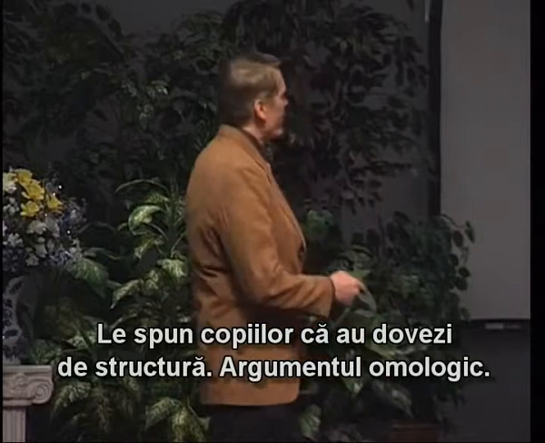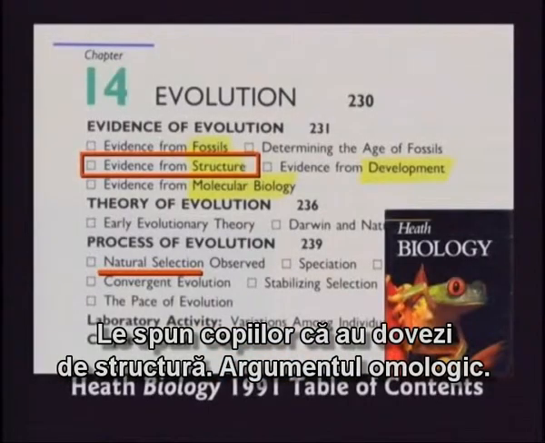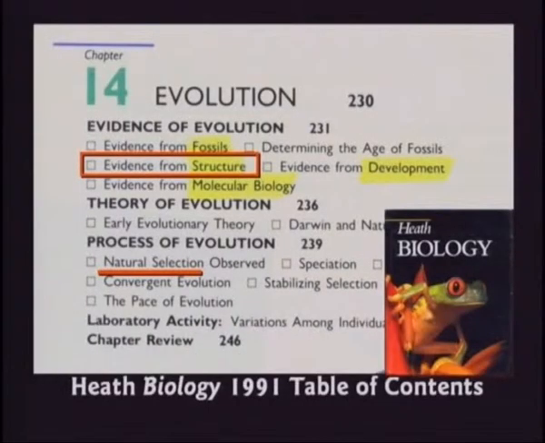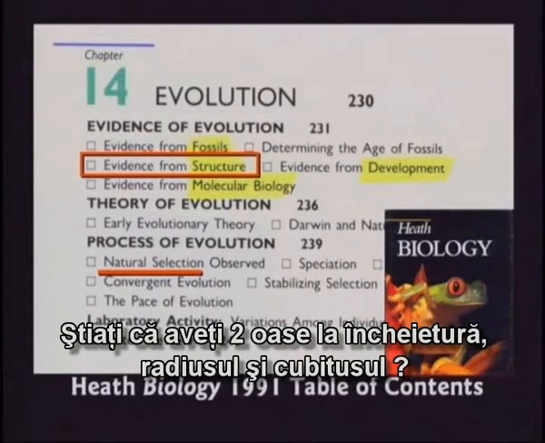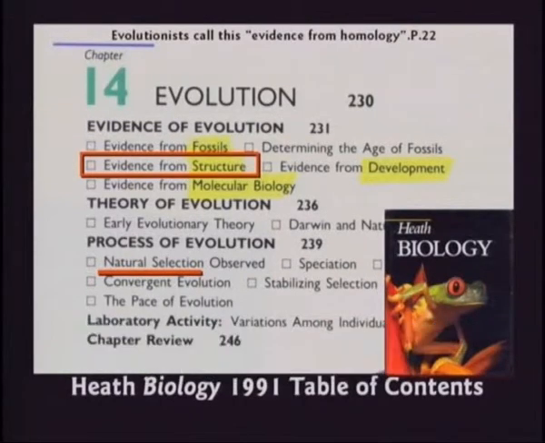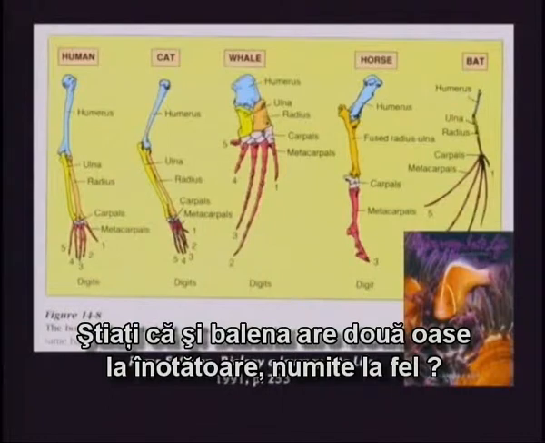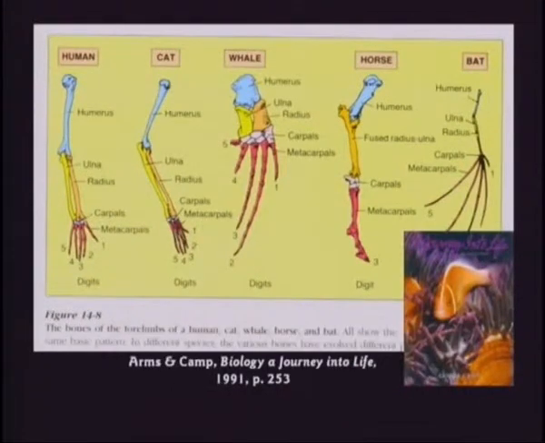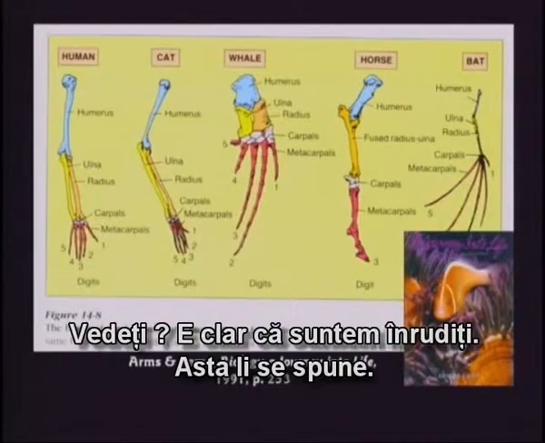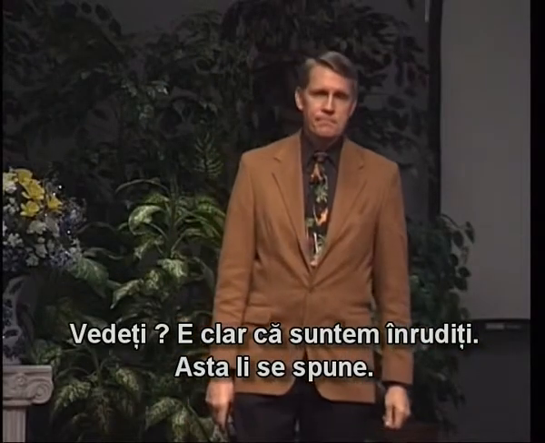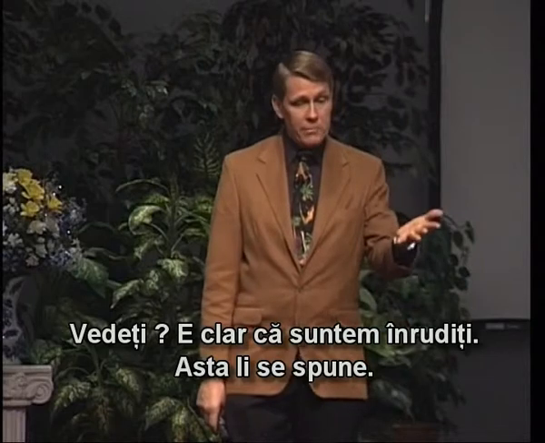They tell the kids, we've got evidence from structure. This is called the homology argument. Yes, boys and girls, did you know you got 2 bones in your wrist, radius and ulna? And did you know the whale has 2 bones in his flipper? And look at this. They're called radius and ulna, right there. See? That proves we're related. That's what they tell them.